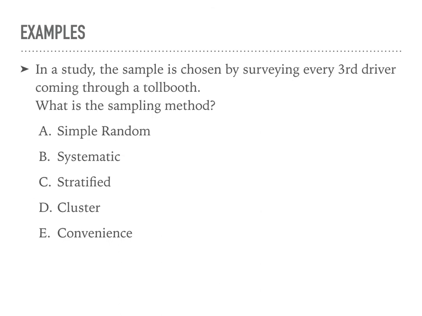In a study, the sample is chosen by surveying every third driver coming through a toll booth. What is the method of sampling? This is systematic sampling. Systematic sampling is when you sample every kth item that you come across, here being drivers coming through the toll booth.